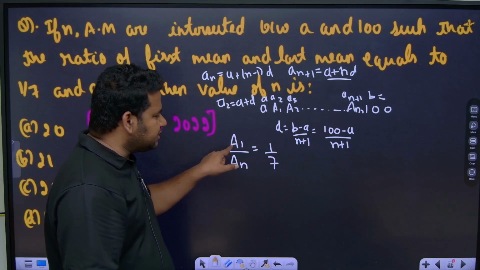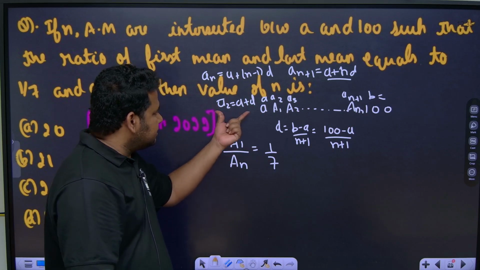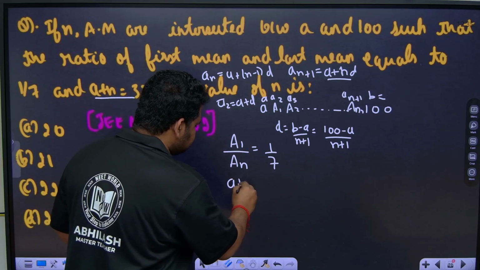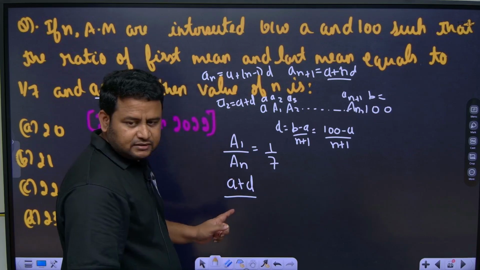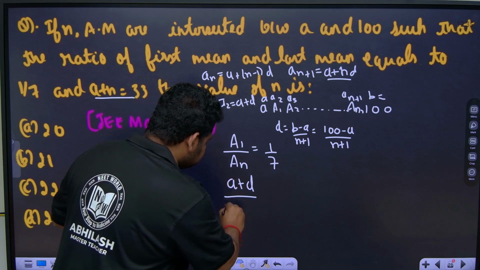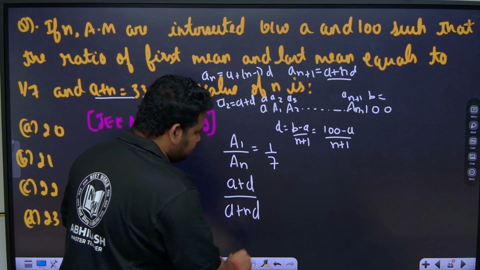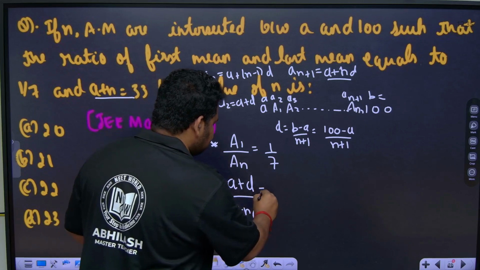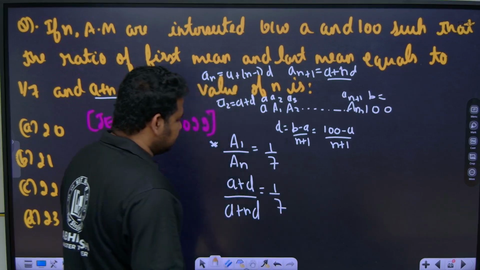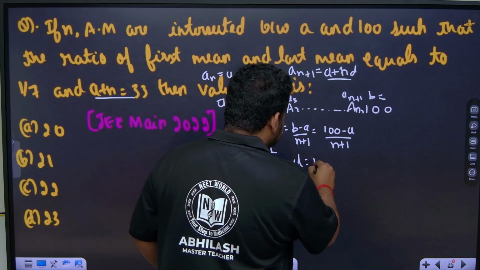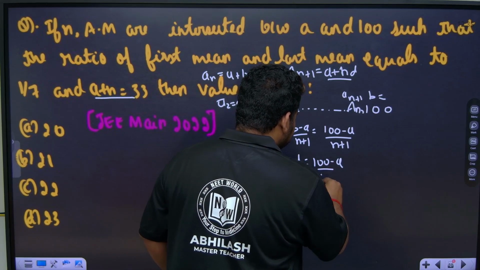So here, what should I write in place of a1? I should write it as a plus d. And in place of an, what should I write? A plus nd. It is not (n minus 1)d, this is a plus nd. Very important step, this one you should know. A plus d by a plus nd is equal to 1 by 7. Now already I got d is equal to (100 minus a) by (n plus 1).